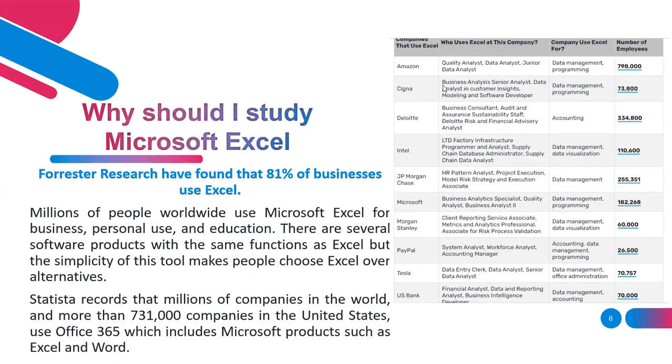Let's move on. Amazon uses Microsoft Excel for quality analysts, data analysts, and junior data analysts, and they have over 700,000 staff. That's to show you how important Excel is. Cigna also has over 73,000 staff. Deloitte also has over 334,000 staff. Intel has over 110,000 staff.